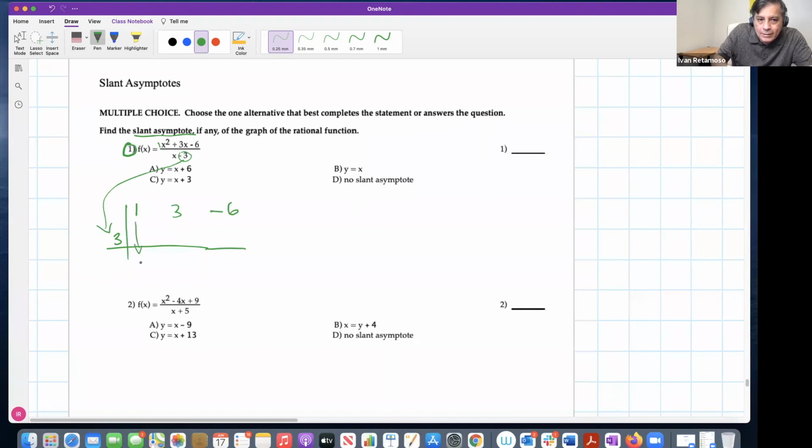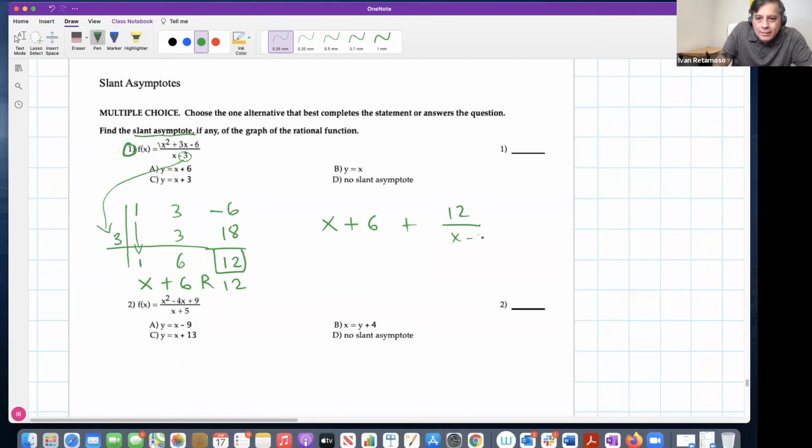So 1 comes down as it is, 1. 1 times 3 is 3. 3 plus 3 is 6. 6 times 3, 18. Negative 6 plus 18 is just 12, right? Separate the last one, remember? So what is the result of this? 1x, which is written as x, plus 6, with remainder 12, right? This can be written as x plus 6 plus 12 over the divisor, right?